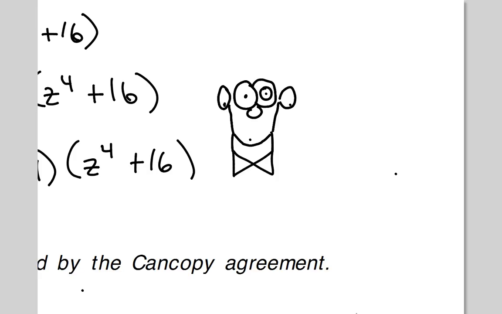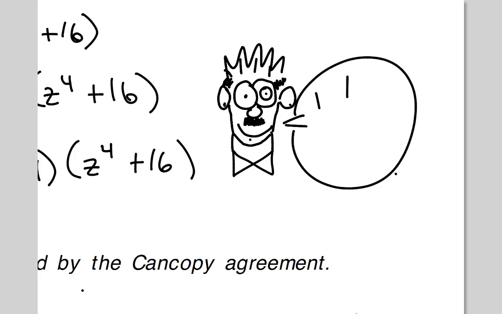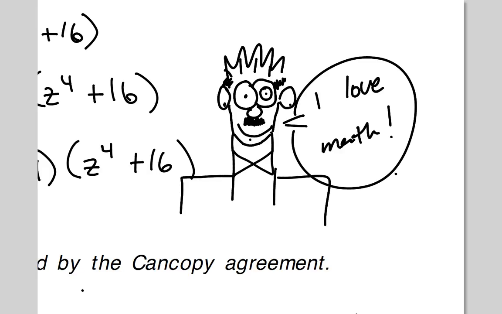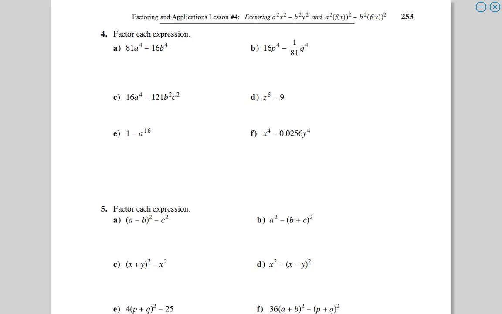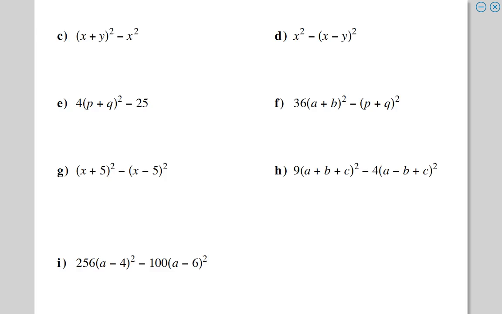What are those? That's math, dude. Look. That's as far as my art skills take me. That's a good picture. I'm a good artist.